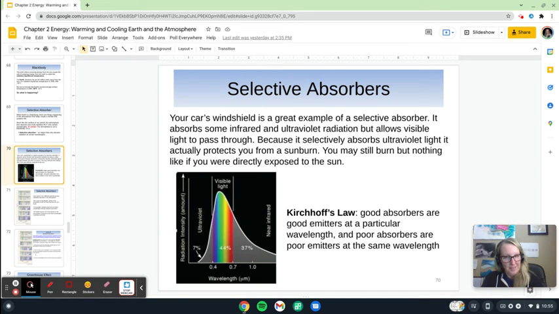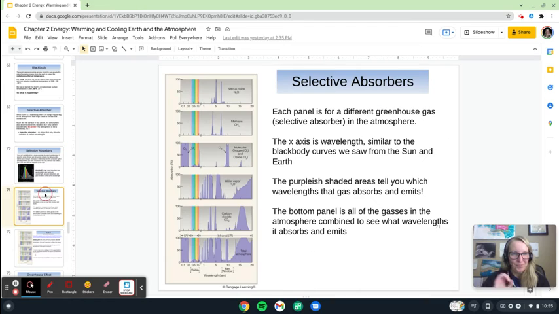Another physics law is Kirchhoff's law: good absorbers are good emitters at that particular wavelength. So if you have something that absorbs really well in the long wave radiation, it will also emit back out, because remember, anything with a temperature emits. So let's look at another plot. Here we go. This plot can be very complicated. It's in your book. Please read about it if my explanation does not help you enough.